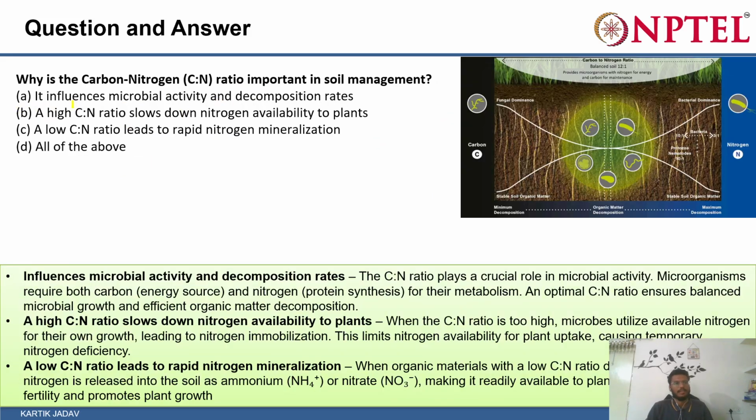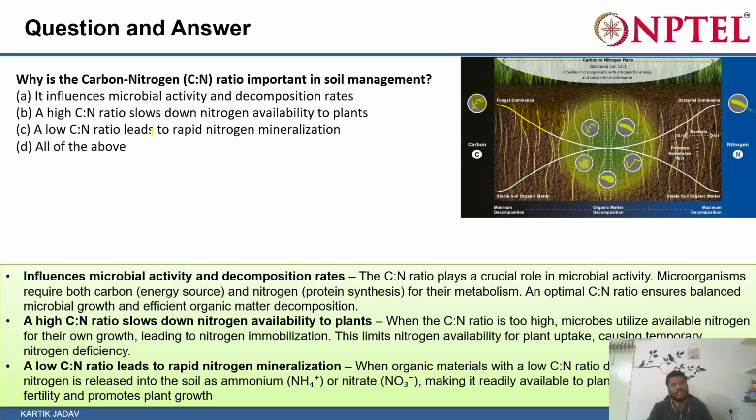Next question, why is the carbon nitrogen ratio important? We know that the C:N ratio is very important due to it influencing the microbial activity in the soil, right? Fungal dominance or some important microbial activity. The higher the C:N ratio, that slows down the nitrogen availability to the plants. So that is also correct.